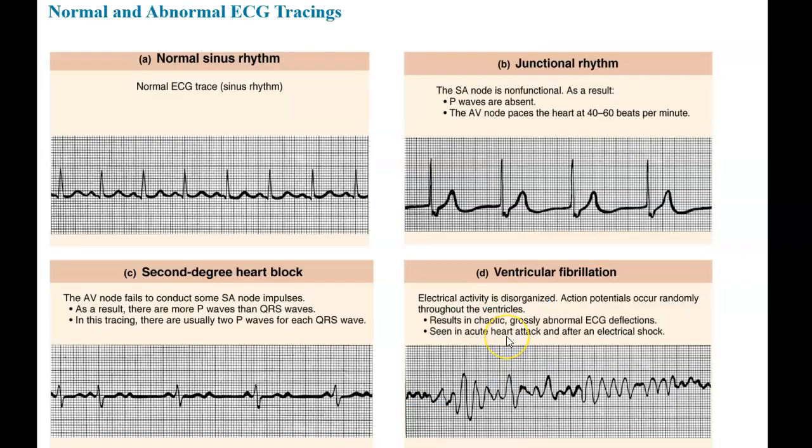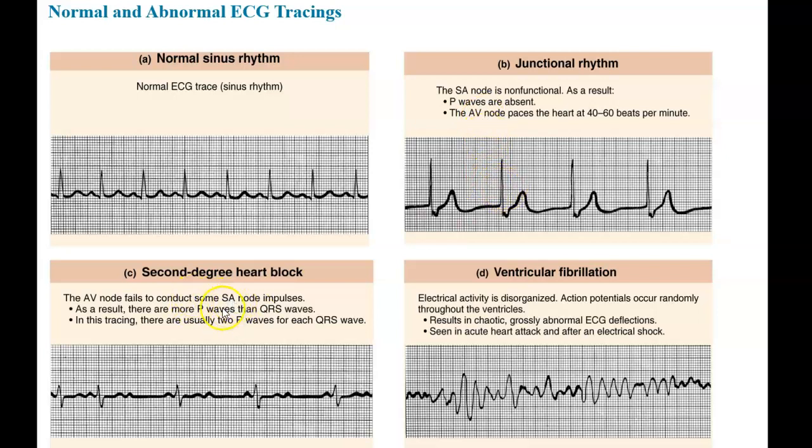Okay. Here you can see normal and abnormal ECG tracings. So this is a normal one where you have a P wave, QRS complex, and a T wave. But there's other situations where that could lead to abnormal readings or tracings. So like junctional rhythm, that's when the SA node is non-functional. So it's not producing that spontaneous impulse. And so this results in P waves being absent.